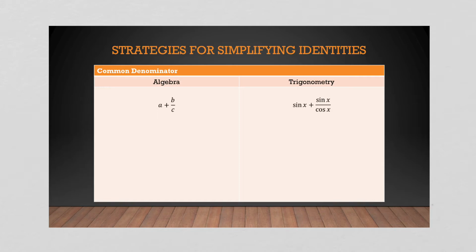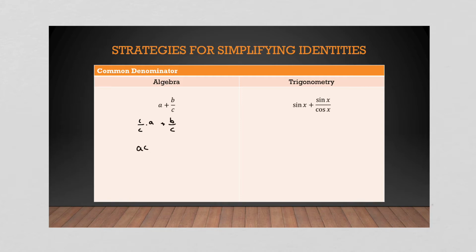So now, how do we simplify identities? There are some strategies we can use that we've seen before. One of them, if we have fractions, is getting a common denominator. Now, in some of the videos, I might take this for granted, but just be aware this is what's happening. We have a plus b over c, so we need a denominator of c, so we're going to times a by c over c.